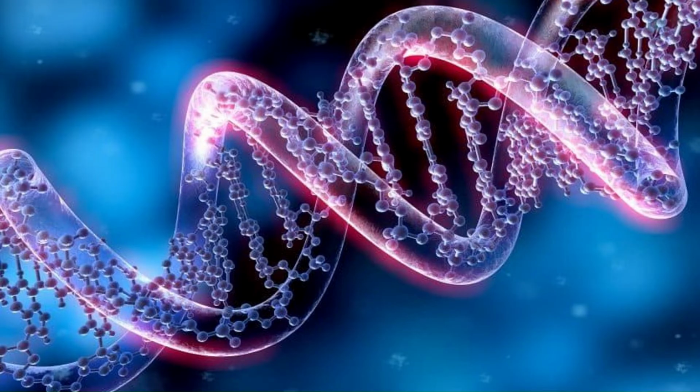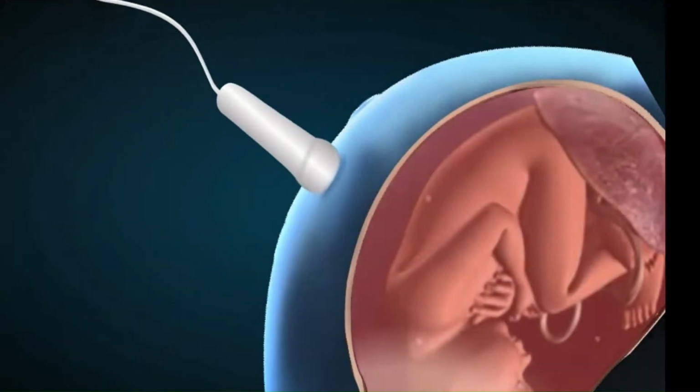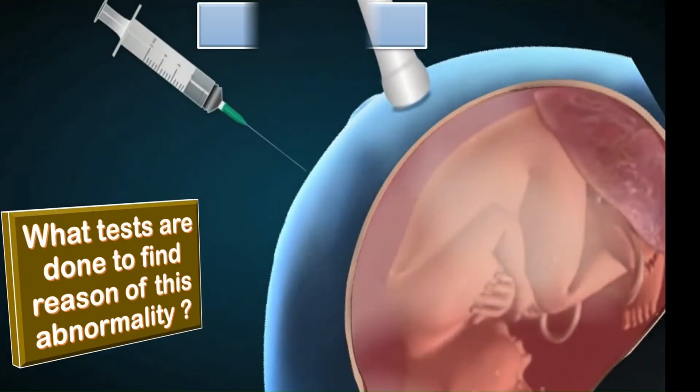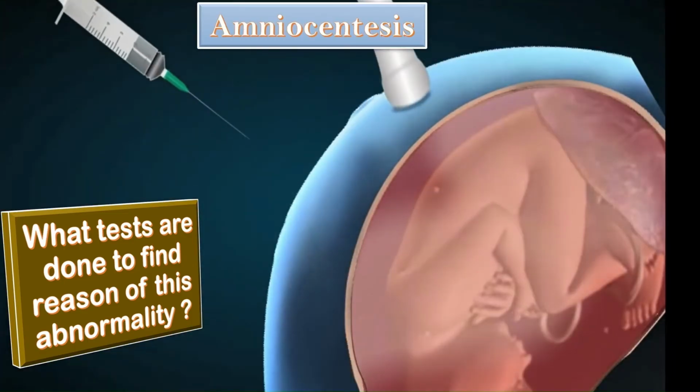Is gastroschisis an inherited condition? Gastroschisis is not inherited, especially if it is not associated with any other problem. If, however, there are associated abnormalities, it would be necessary to check the baby's chromosomes. If these are abnormal, then the recurrence risk will depend upon the type of the chromosomal abnormality. In fact, an amniocentesis is the best test for karyotyping in utero and to detect any associated abnormalities.